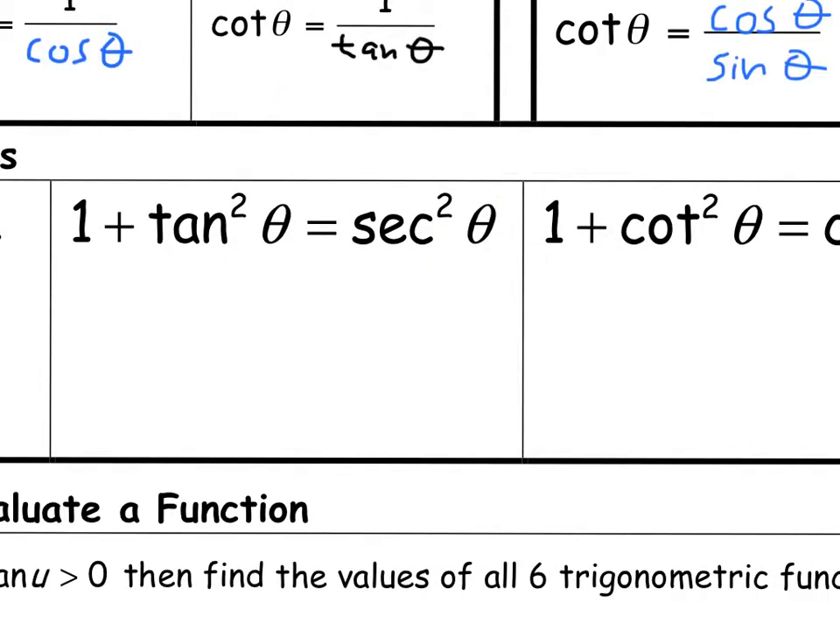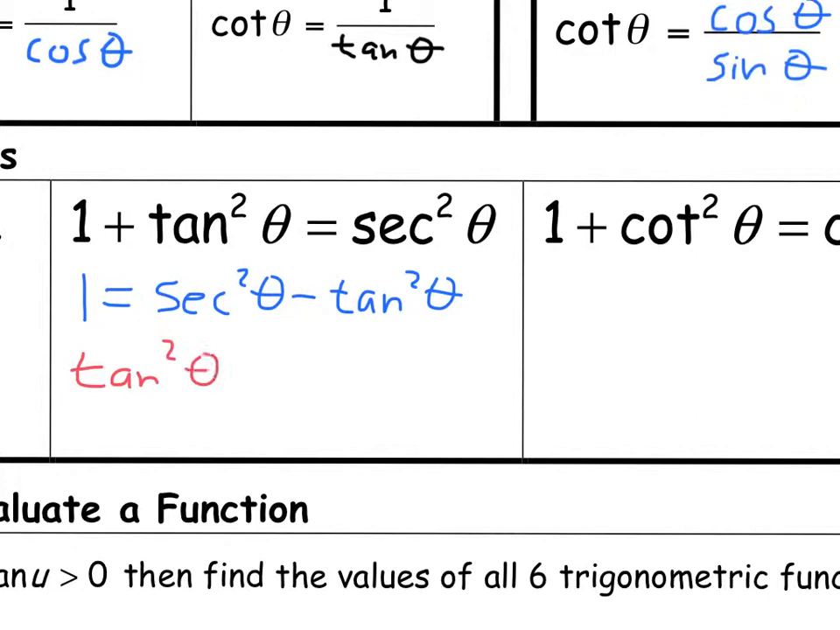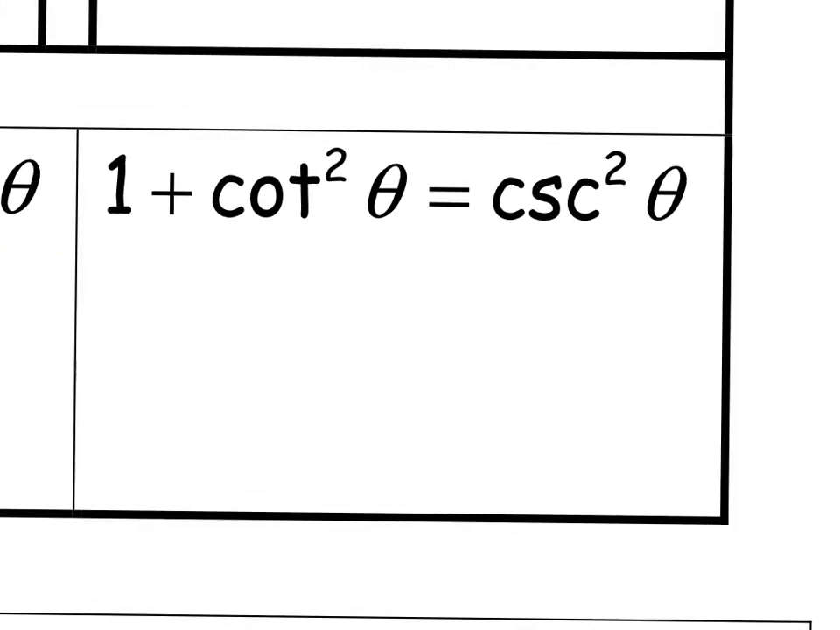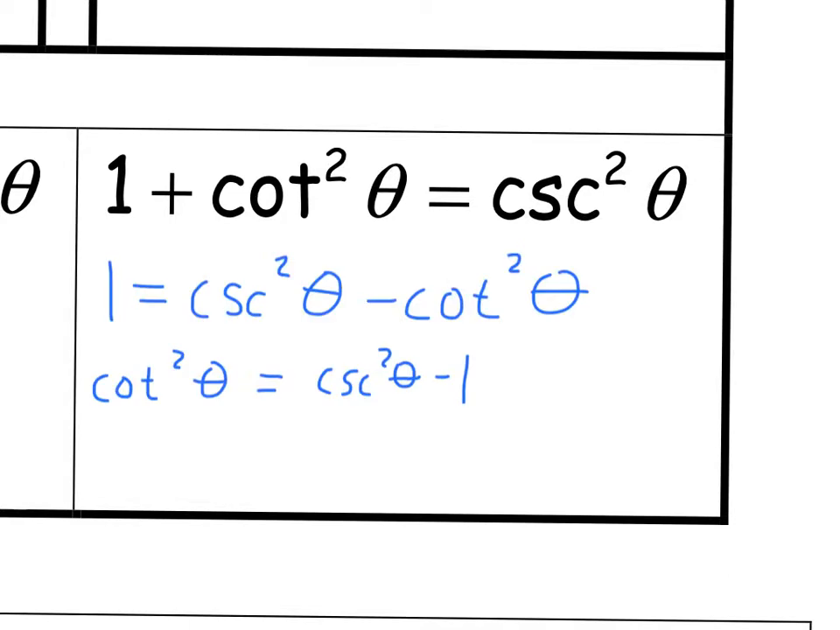And for these other ones, when we isolate the 1, we get 1 equals secant squared of theta minus the tangent squared of theta. And when we isolate the tangent squared of theta, we get secant squared of theta minus 1. Commutative property says we can switch these two and have negative tangent in front, but generally it's just a little bit more elegant to have the subtraction there. And over here, same thing. And there's my last set.